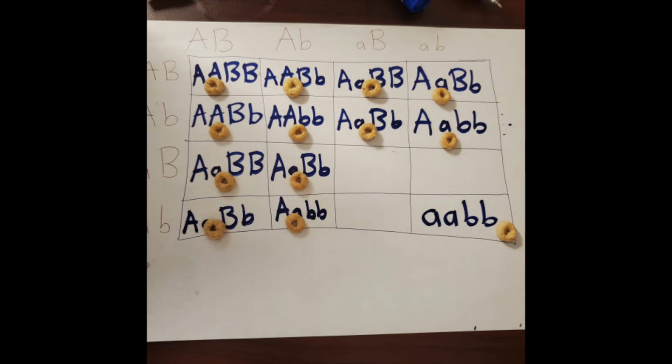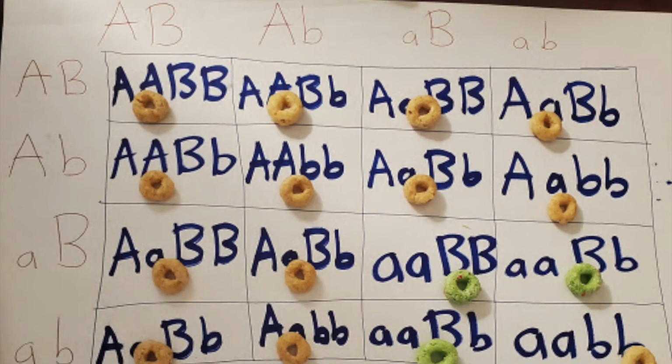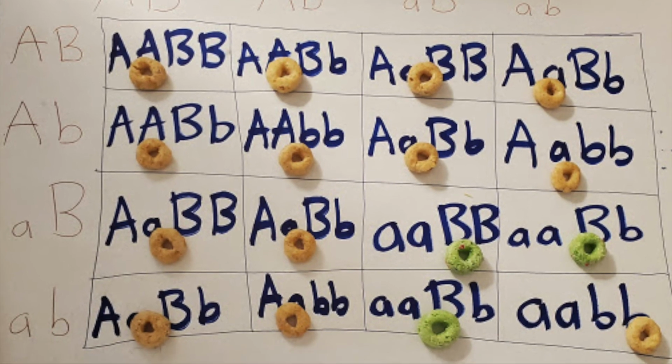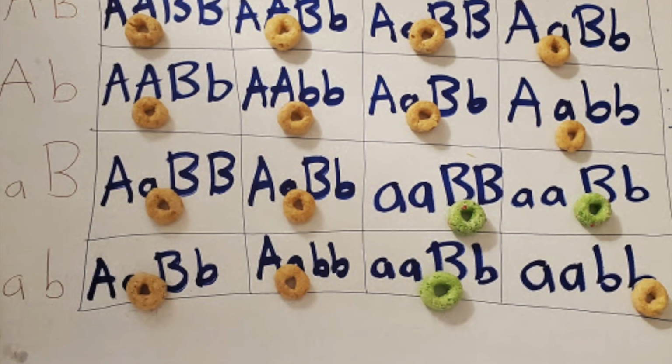Epistasis will always create a ratio. As you can see here, we have 13 Cheerios to 3 Applejacks. The Applejacks are created because of the dominant B.